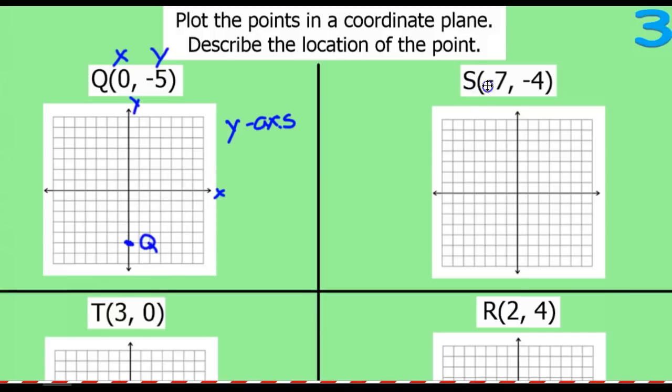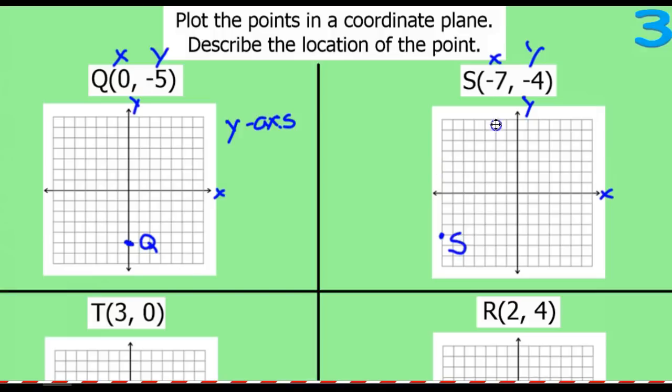Now our point S is (-7, -4). We start at 0, go over on our x-axis -7, so -1, -2, -3, -4, -5, -6, and -7. Now our y is -4, so we're going to go down on our y-axis: -1, -2, -3, -4. This is our point S.